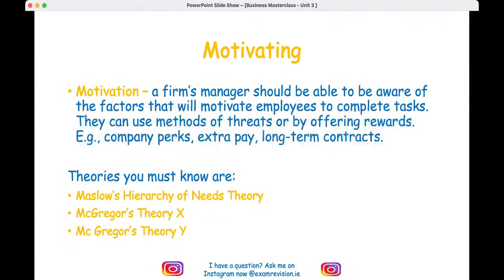There's also McGregor's theory Y, which believes that workers enjoy working for the business, and they enjoy being given responsibility and having work delegated out to them.